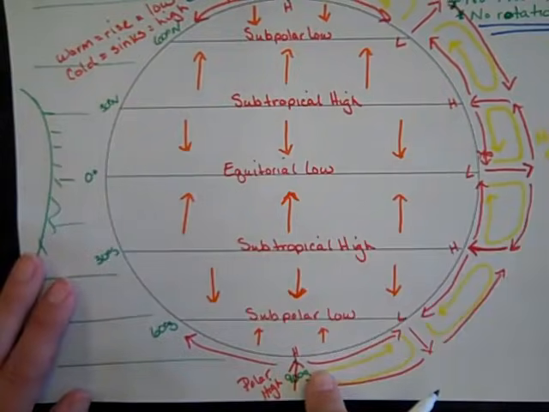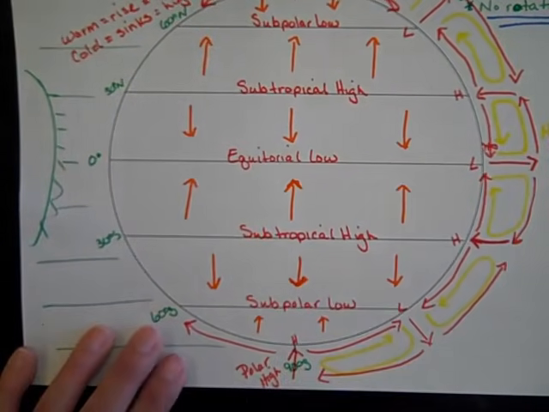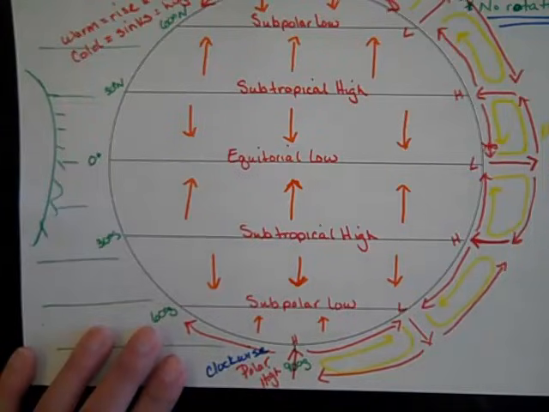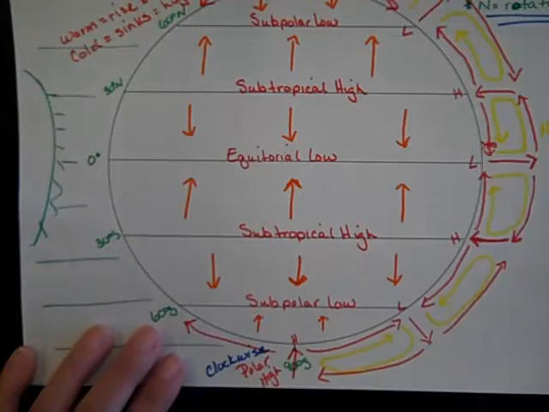Now, if you were to look on the southern pole, this is kind of cool. If you were to look down onto the southern pole, it looks like it's rotating clockwise. Let that sink in for a minute because that's kind of weird.